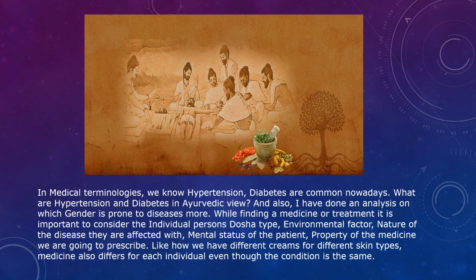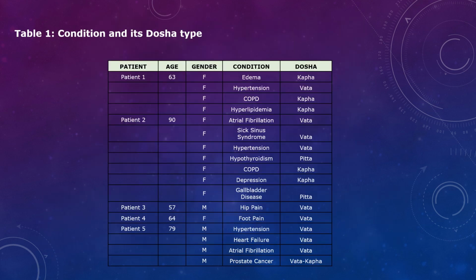While finding a medicine or treatment, it is important to consider the individual person's dosha type, environmental factors, nature of the disease they are affected with, mental status of the patient, and property of the medicine we are going to prescribe. Just as we have different creams for different skin types, medicine also differs for each individual even though the condition is the same.